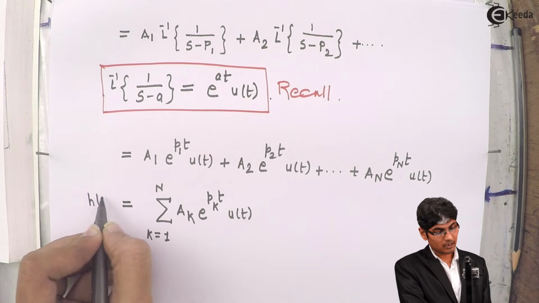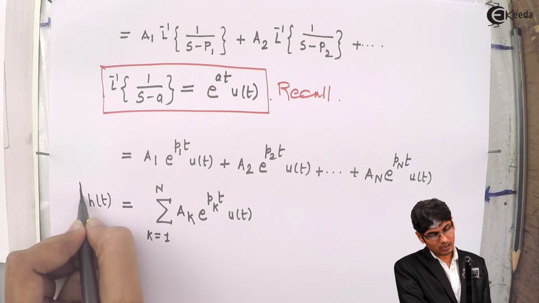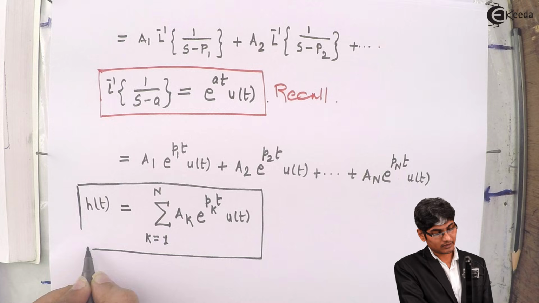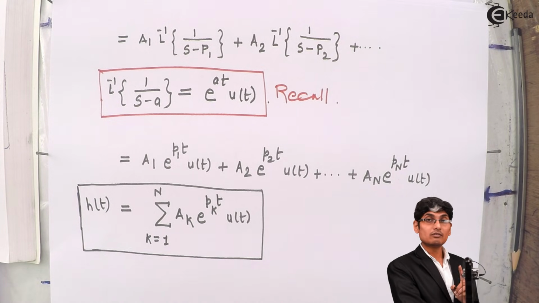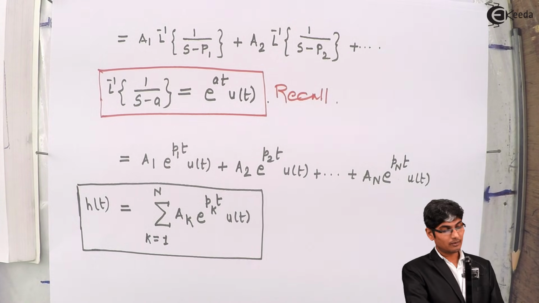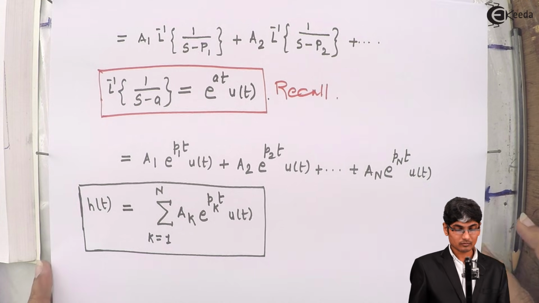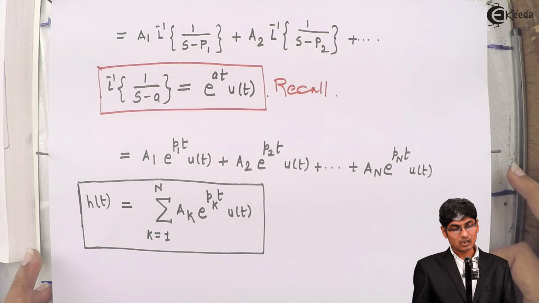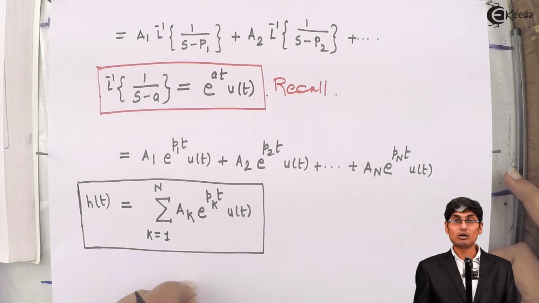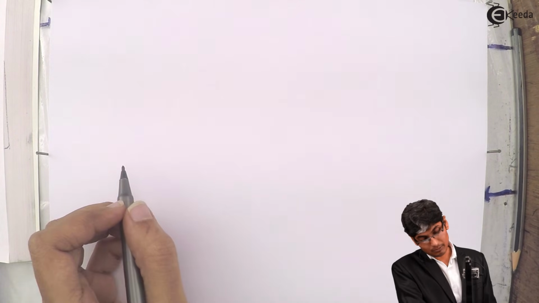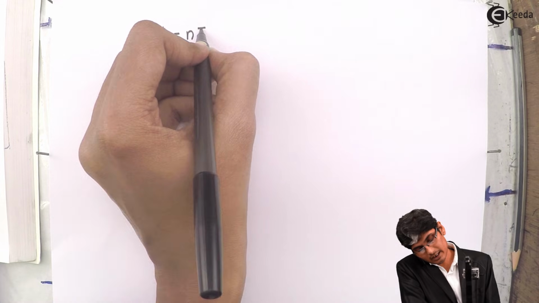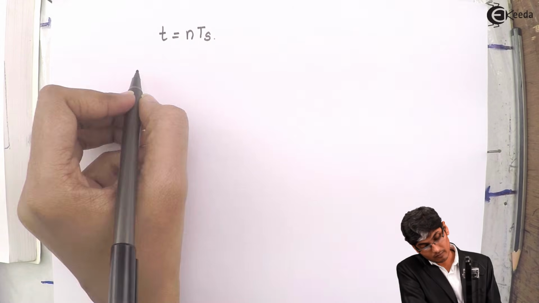So this will be my h of t after application of inverse Laplace transform. This is the first step that we have achieved, our h of t. Now we have to go for the next step. The next step states that we have to apply sampling onto this function. So if I apply sampling, then I will replace t by nTs in the above formula.